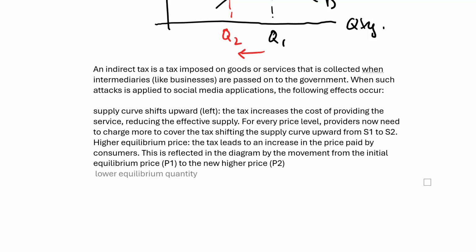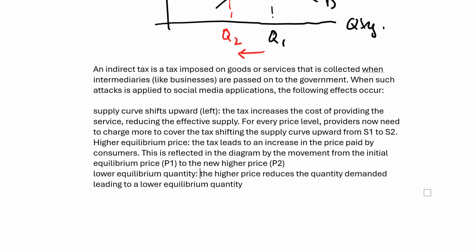Lower equilibrium quantity. The higher price reduces the quantity demanded, leading to a lower equilibrium quantity, Q2, compared to the original, Q1.